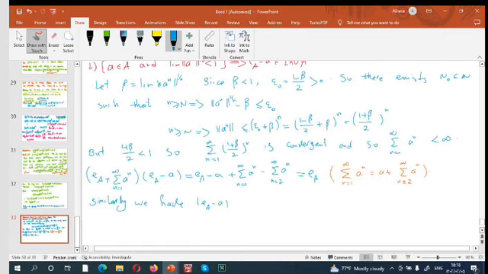EA minus A multiplied by EA plus this series gives the identity element. So this element must be the inverse of this element.